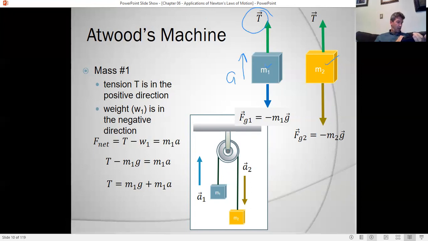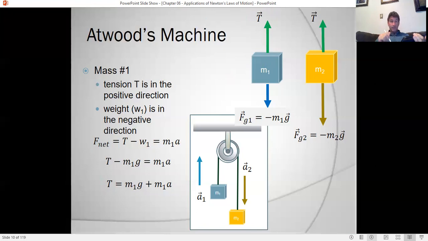So I set my equation in terms of tension, and although I would have two unknowns here, I don't know tension, I don't know acceleration, I can relate the two quantities to one another. One equation, two unknowns.